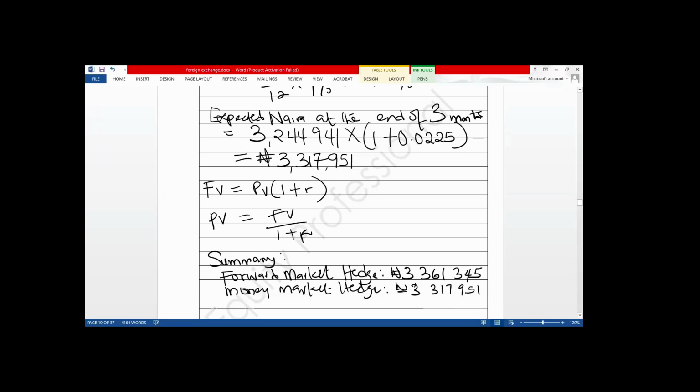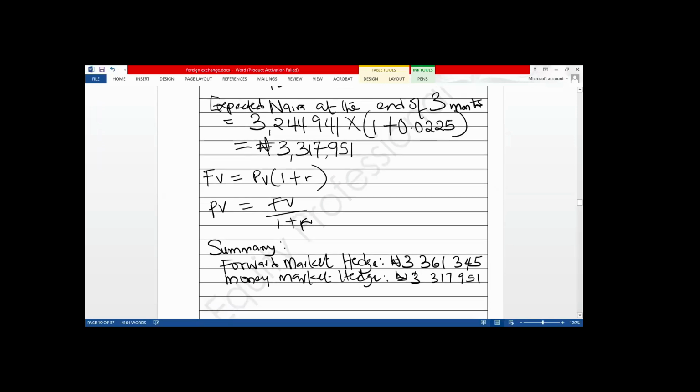Which one will give us the higher Naira receipts? Which one is better for us? The forward.